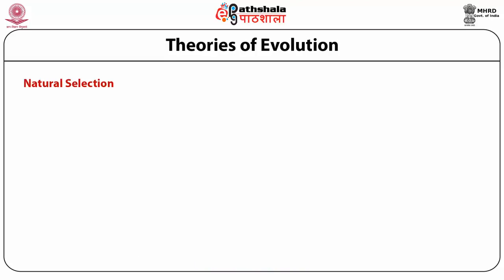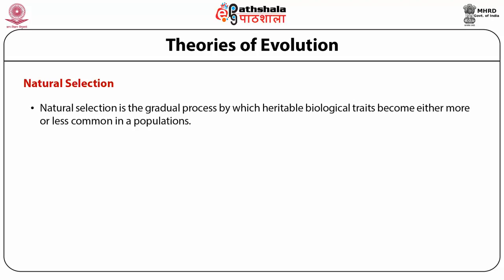Natural selection. As you know, natural selection is the gradual process by which heritable biological traits become either more or less common in a population, a function of the effect of inherited traits on the differential reproductive success of organisms interacting with their environment. It is a key mechanism of evolution.